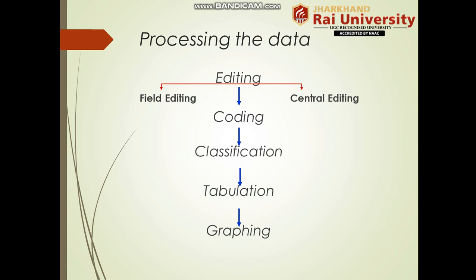So when we collect the data, we will first of all edit those data. Editing means that we have to remove the unnecessary data, the data which are not required in our research. After that we have to code those data. Coding does not mean we have to use a programming language. Coding here means that we have to decode it according to our need. After that we have to classify those data, and then we use the tabulation method, and at the last we use graphing. Once the graphing is done, that is once the output is obtained, we can use those outputs.